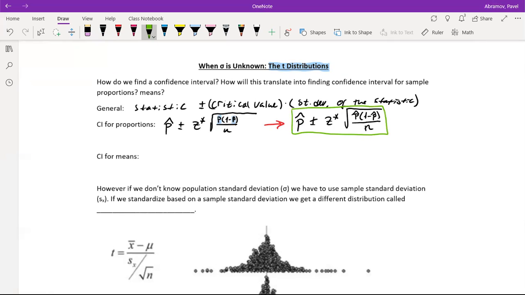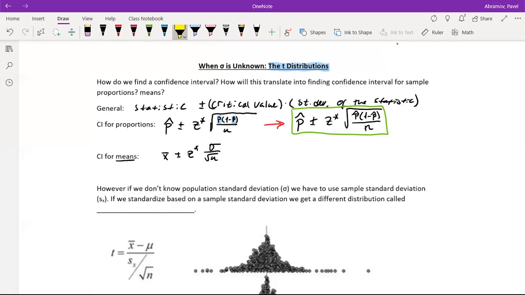Well, when we talk about the means, it's going to be a similar setup, except our statistic for the means is not p hat anymore, but it's going to be x bar. Since we're talking about means, the statistic is the sample mean, which is x bar, plus or minus z times standard deviation divided by square root of n. So this is what it's supposed to be.